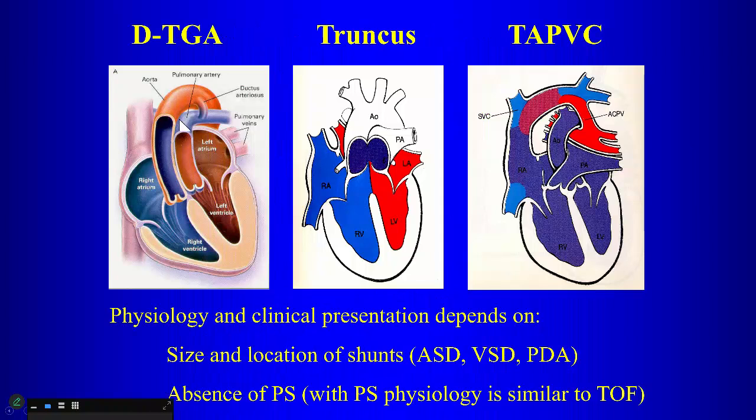So, the three biggies: D-transposition, truncus, total anomalous pulmonary venous return. When we use the term transposition, if somebody uses that term, what does that mean? How do you interpret the word transposition in the setting of congenital heart disease? What do you say to yourself when you hear the word transposition? You say what?